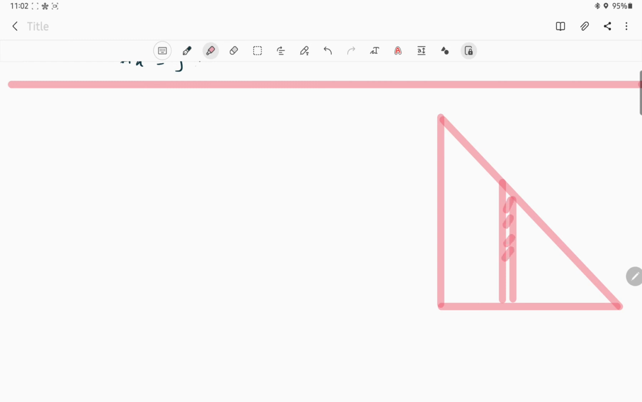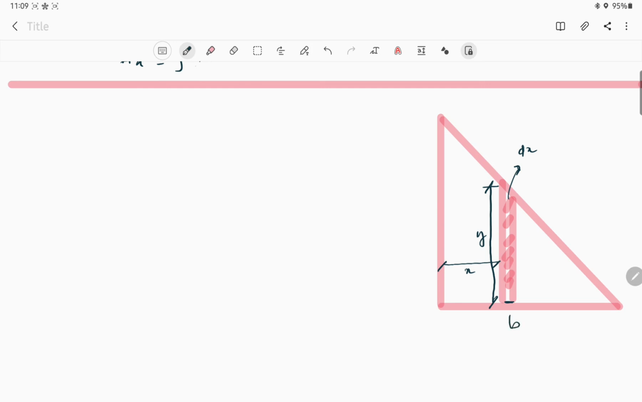Okay, this is our vertical strip. For this one, the height of the strip will be y, and it is at a distance of x from the vertical face of the triangle, and the thickness of the strip is dx, because this distance is x, right? So this will be dx.